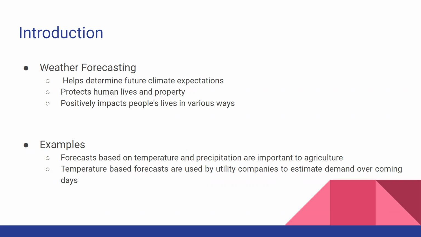Some examples are forecasts that are based on temperature and precipitation. They're very important to agriculture on a yearly basis. Another example would be temperature-based forecasts, which are used by utility companies to estimate exactly how much draw they should expect from their plants over the coming days. So it's not a surprise that half the city turns on the heat one day.